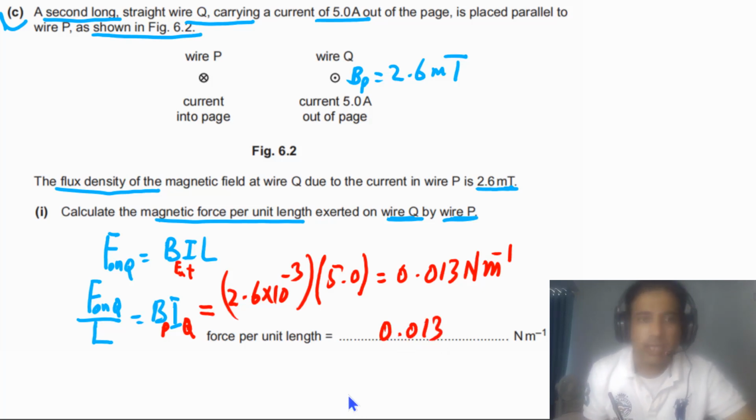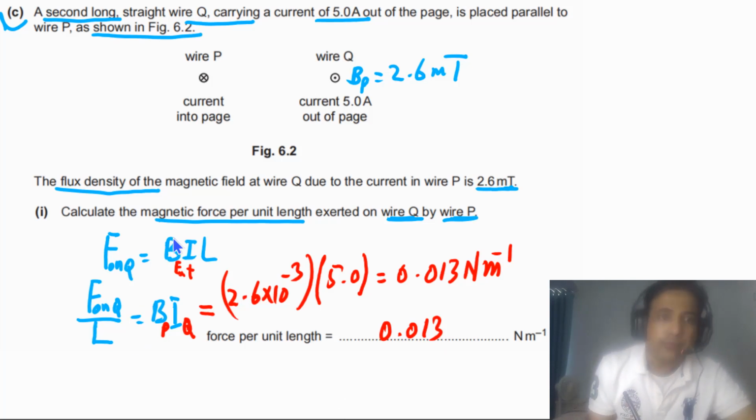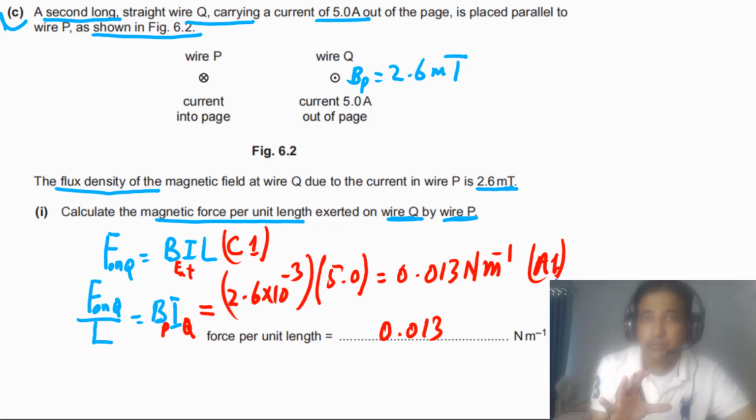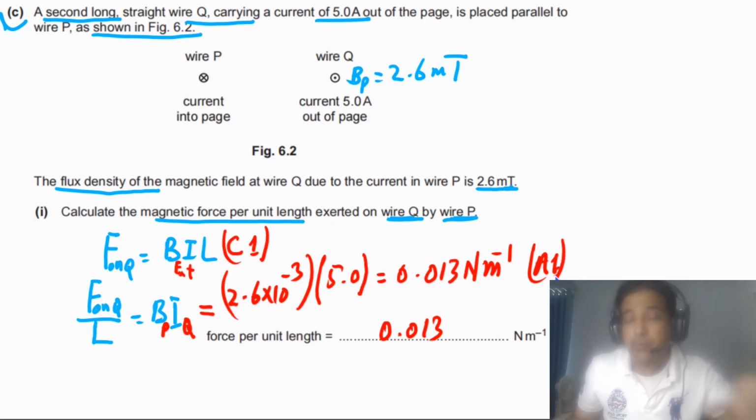And this question has 2 marks. The first mark you will get if you have written this formula. For writing this formula, you will get 1 C mark. And if you have got the right answer, you will get another mark. If your answer is correct, you will get 2 marks. But if your answer is wrong, but you have written the formula, you will get 1 mark.